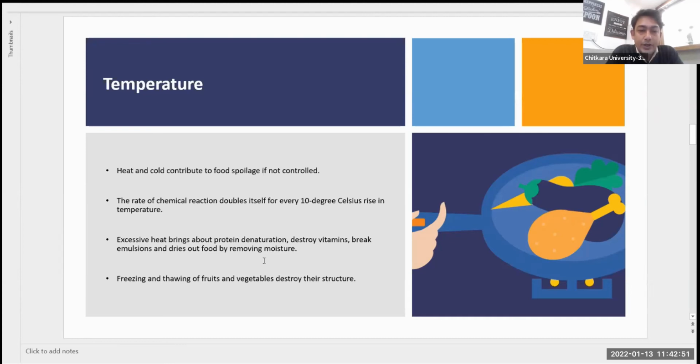Excessive heat also destroys vitamins. It breaks emulsion and dries out food by removing moisture. So excess heat will remove the moisture, and that will affect the quality of food. Freezing and thawing of fruits and vegetables destroy their structure. That's why in most outlets it is suggested that whatever food product we use should be fresh. Frozen fruits are not much used by good restaurants. They avoid thawing of fruits and vegetables because it destroys their structure. The natural structure of the food product gets denatured.